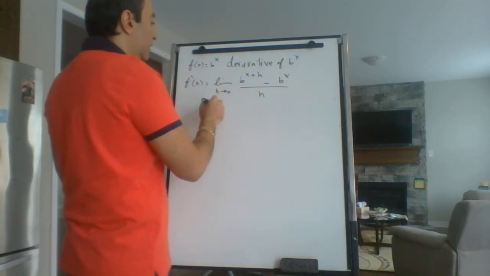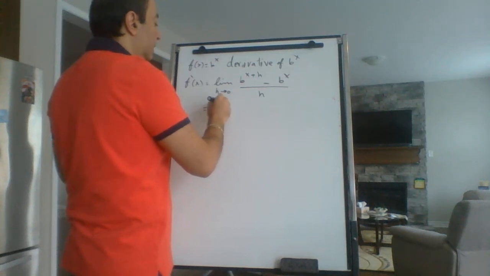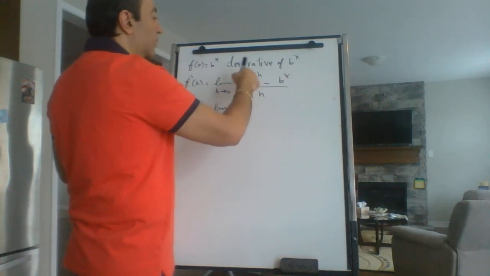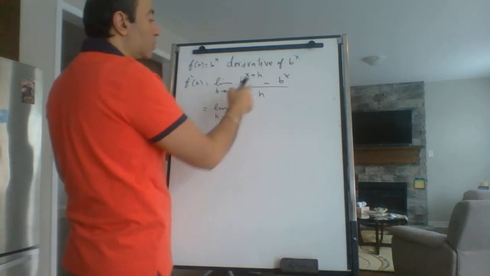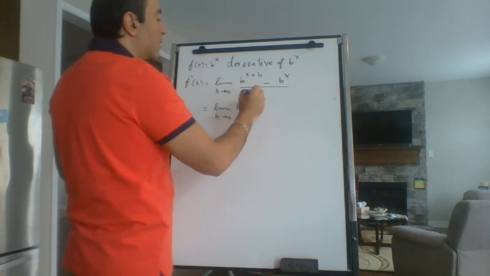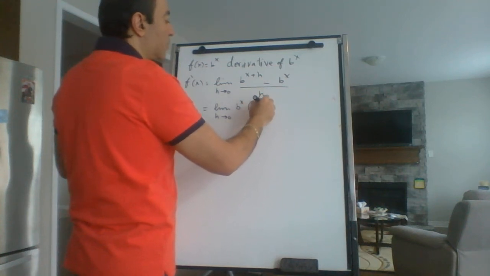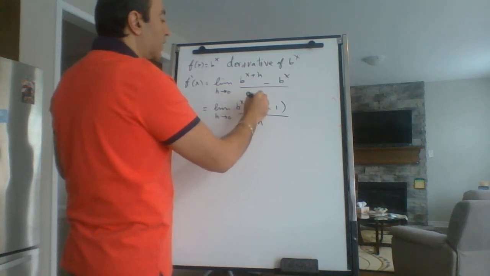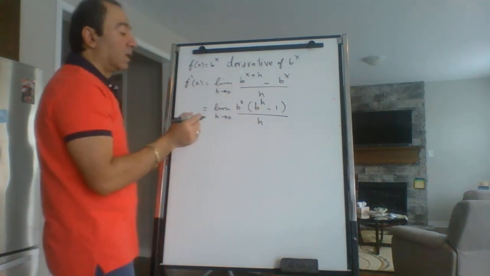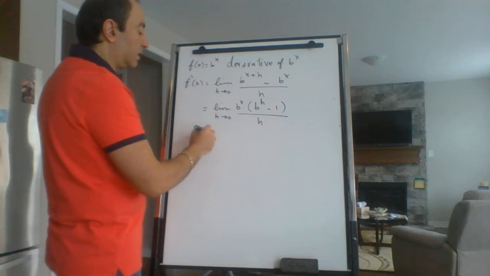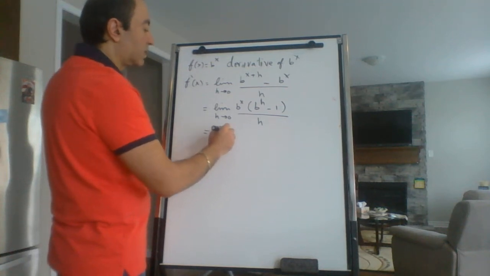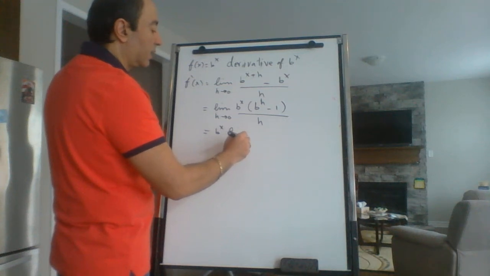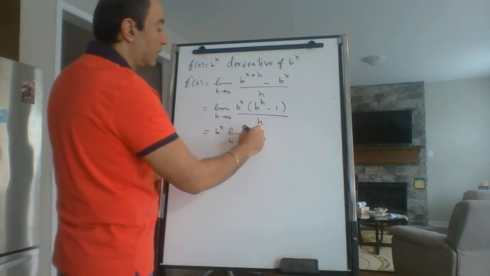This can be written as the limit as h goes to 0 of b to the power of x times b to the power of h, so b to the power of x is common, and this will leave b to the power of h minus 1 over h. B to the power of x is not involved in the limit, so I can take it out, and I will multiply b to the power of x with the answer we are going to have from here.